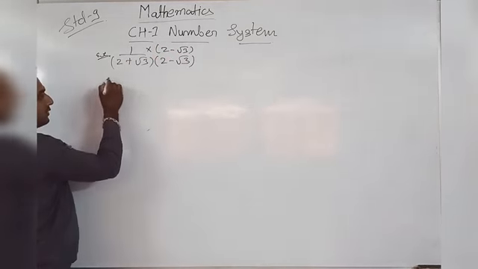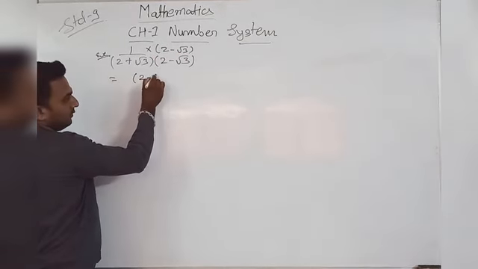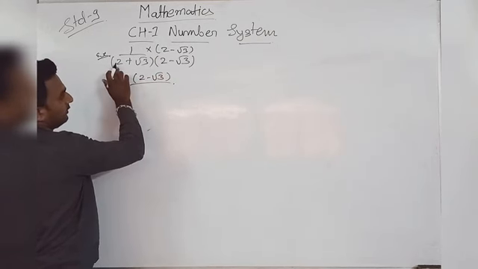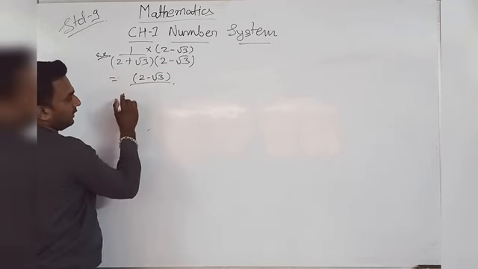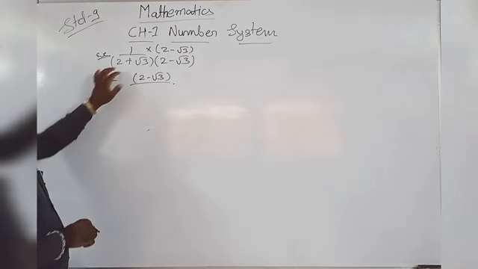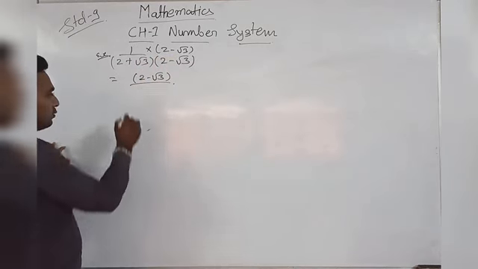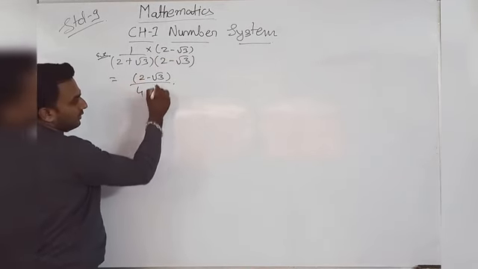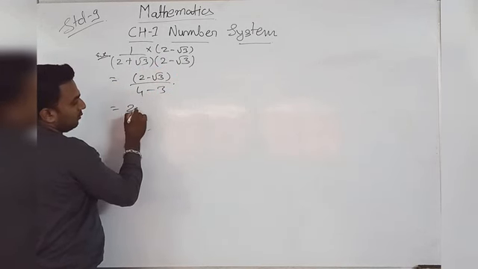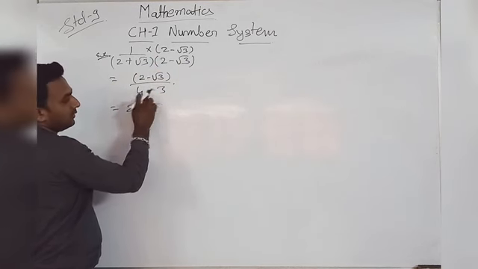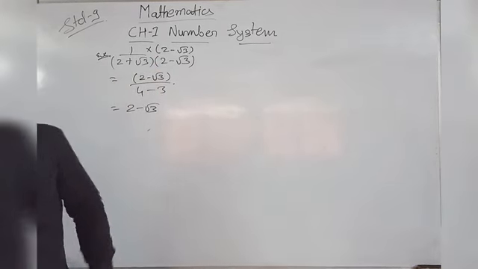Here 1 multiplied by 2 minus root 3, the answer will be 2 minus root 3. And in the denominator, here 2 plus root 3, 2 minus root 3, a plus b, a minus b, a square minus b square, 2 square is 4, minus root 3 square is 3. So in the numerator the answer will be 2 minus root 3, and in the denominator, the answer will be 1. Clear?